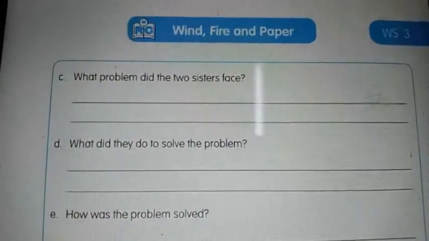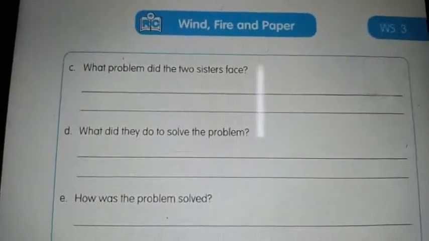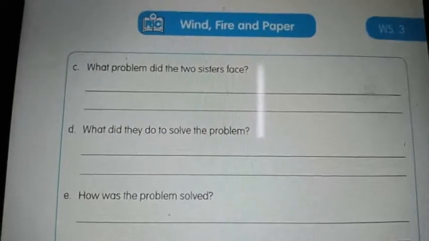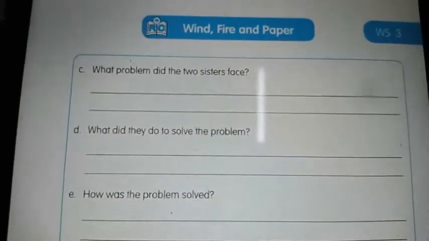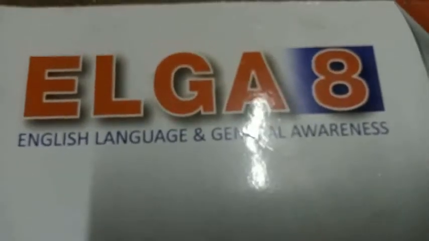What was the problem the two sisters faced? Next, what did they do to solve the problem? How was the problem solved? Yes, these three questions you have to think and say.